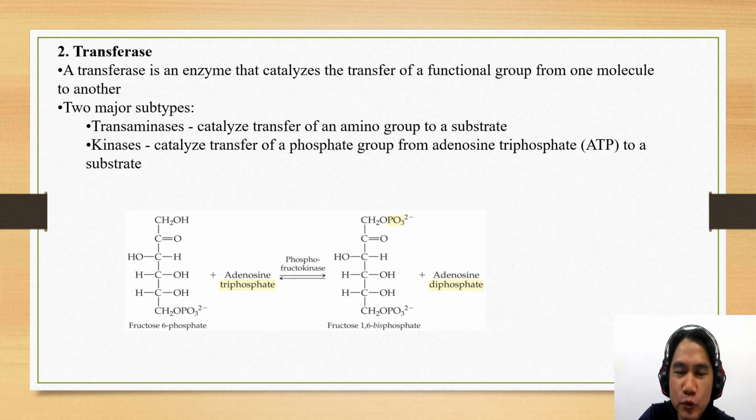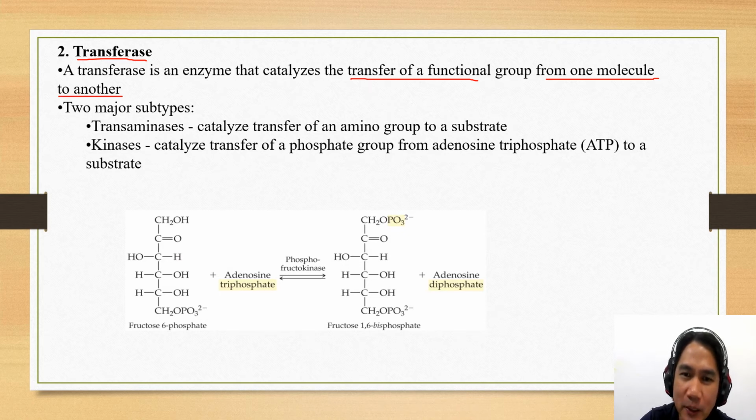The second major class of enzyme is called transferase. That means the enzymes that belong to this class transfer a functional group from one molecule to another. There are two major subtypes.